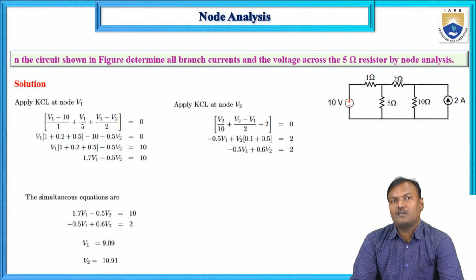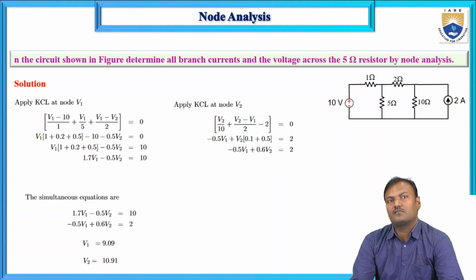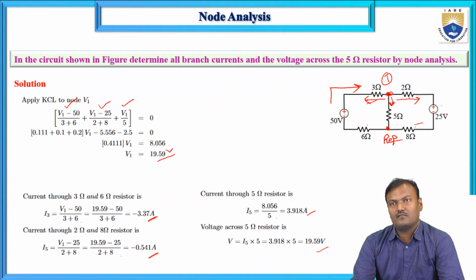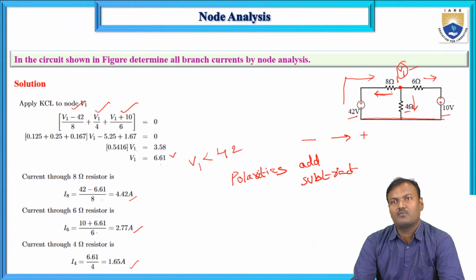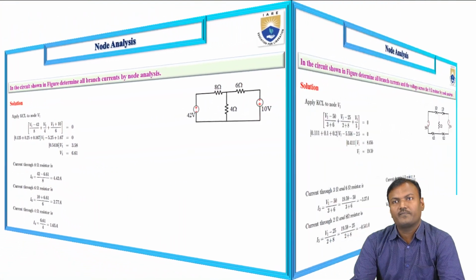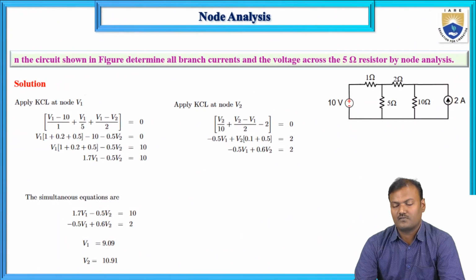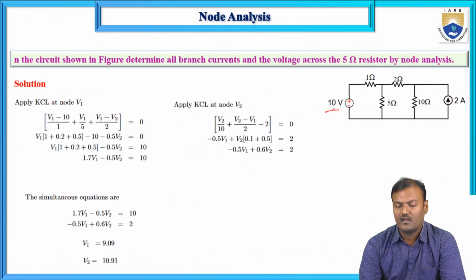So here we are going to consider two different sources. Previously, in this circuit we considered two sources, 50 volts and 25 volts voltage sources. Both are voltage sources. And in the previous problem also we considered two voltage sources, 42 and then 10 volts. Now we are going to consider one voltage source and then one current source. 10 volts is the voltage source and 2 amps is the current source. So one voltage source and one current source.